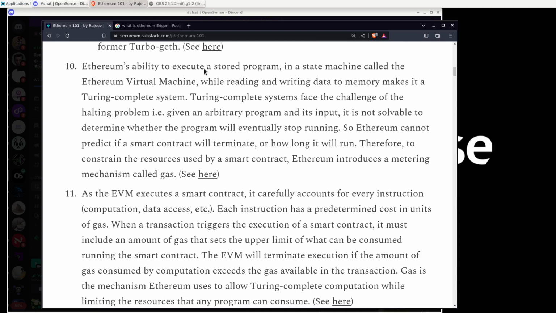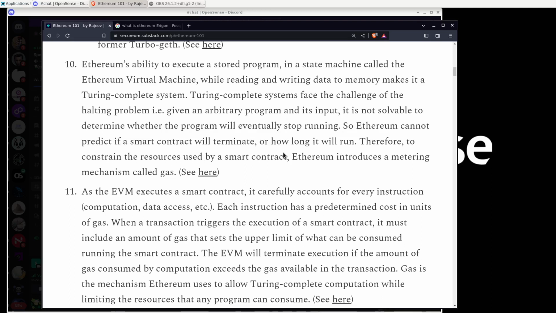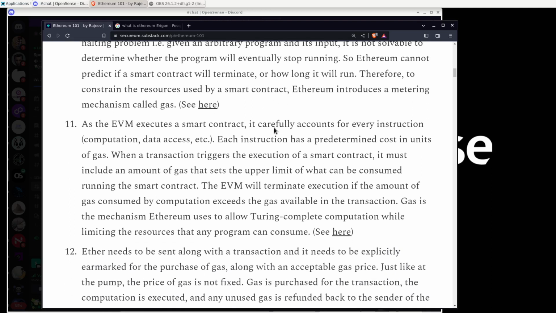Ethereum's ability to execute a stored program in a state machine called the Ethereum Virtual Machine while reading and writing data to memory makes it a Turing-complete system. A Turing-complete system faces the challenge of the halting problem: given an arbitrary program and its input, it is not solvable to determine whether the program will eventually stop running. So Ethereum cannot predict if a smart contract will terminate or how long it will run. Therefore, to constrain the resources used by a smart contract, Ethereum introduces a metering system called gas.